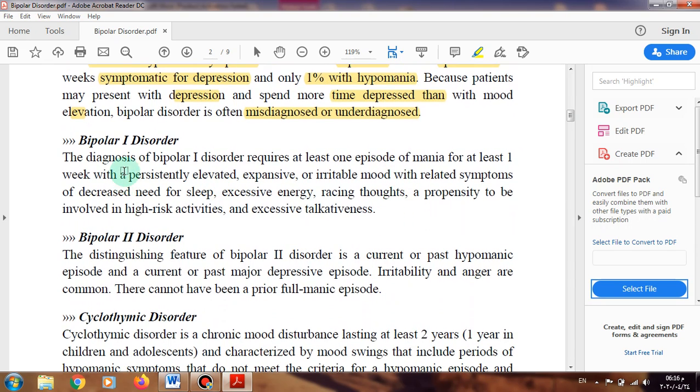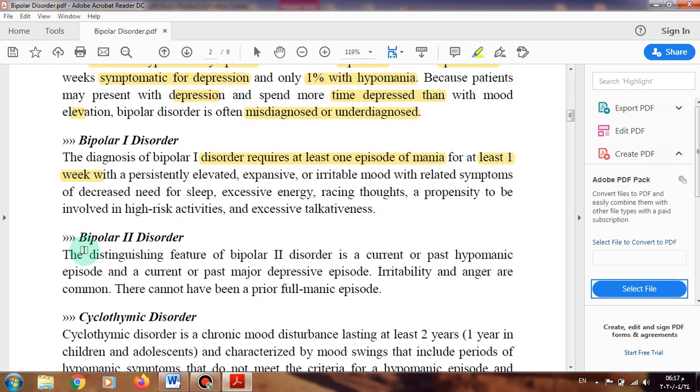Bipolar 1 disorders is characterized by, or requires, the presence of at least one episode of mania for at least 1 week, or persistently elevated mood, expansive mood, irritable mood related to other symptoms with decreased sleep or decreased need for sleep, excessive energy, racing thought, propensity to involve in high-risk activities, and excessive talkativeness.